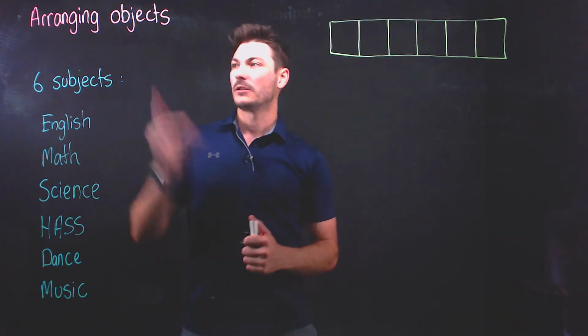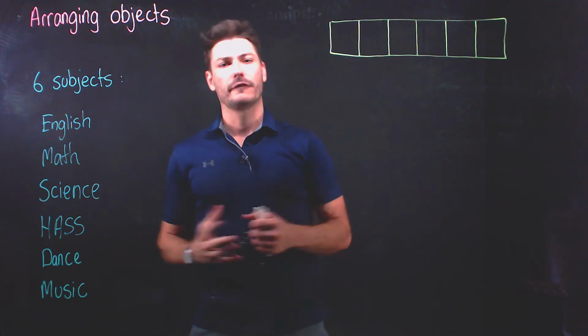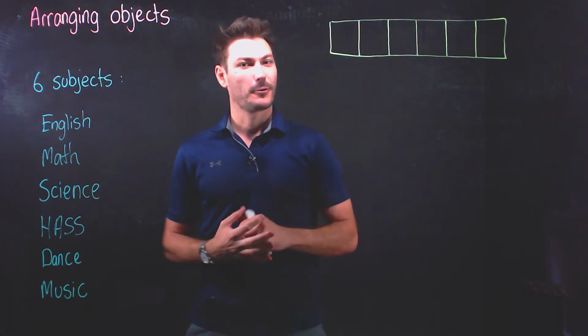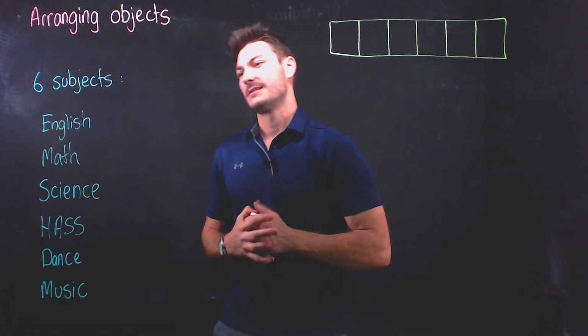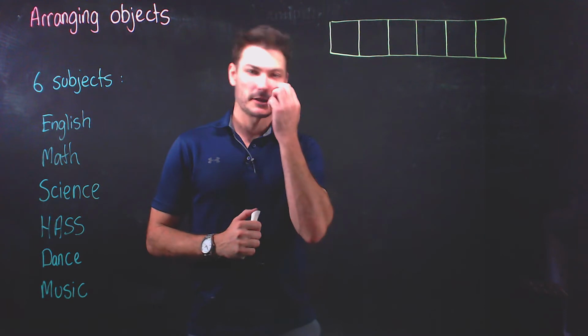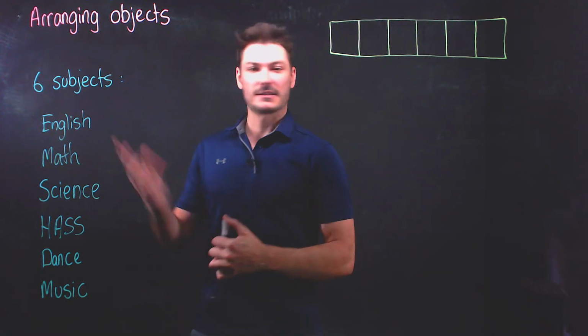Alrighty, in this video we're going to be looking at arranging objects, and this is a very fundamental concept in permutations, which is essentially the arrangement of objects. And there's a shortcut that we're going to get to, but I want to talk about how we get there in the first place. So let's consider a junior high school student who has 6 subjects.